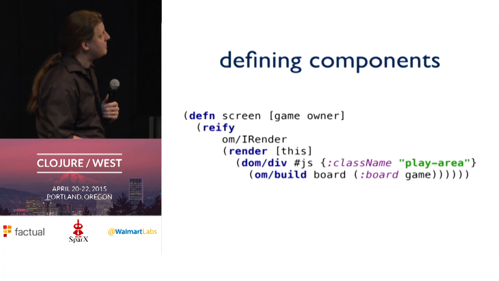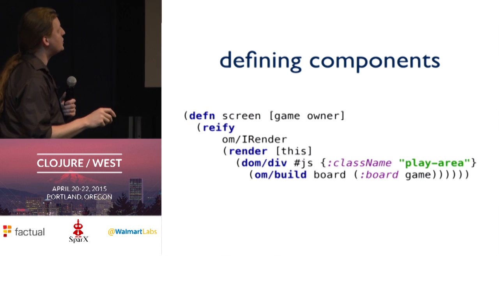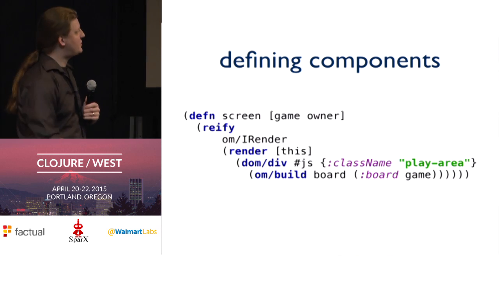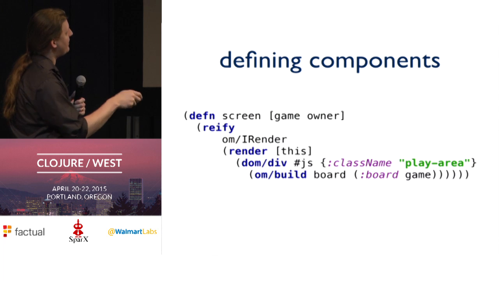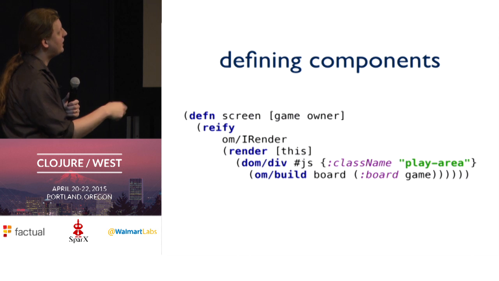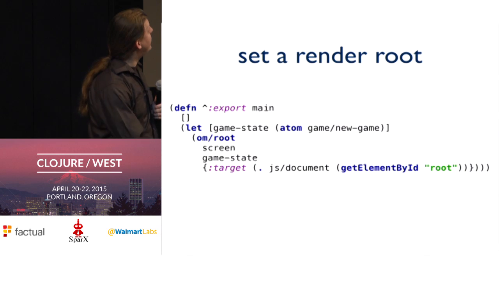Then you can build up some virtual DOM. dom/div is a function that builds up a virtual DOM. You can specify attributes. And then you can use om/build to nest other components. So I have another component called board. Here I'm rendering out the game, rendering a div called play area, rendering a board. So this is kind of what writing an Om component looks like.